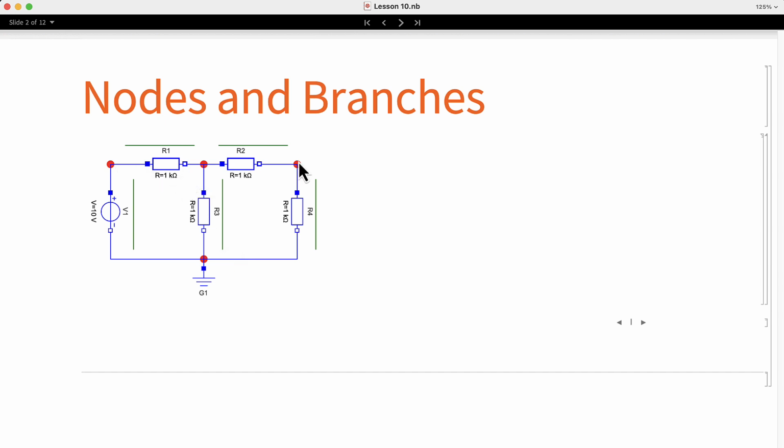In the diagram, you can see lines next to each component. These green lines represent the branches. Branches are the paths that connect two nodes. For example, this voltage source is connecting this node to this node. Resistor 3 is connecting this node to this node. Resistor 4, this to this. And resistor 1 and resistor 2 connect these nodes respectively.